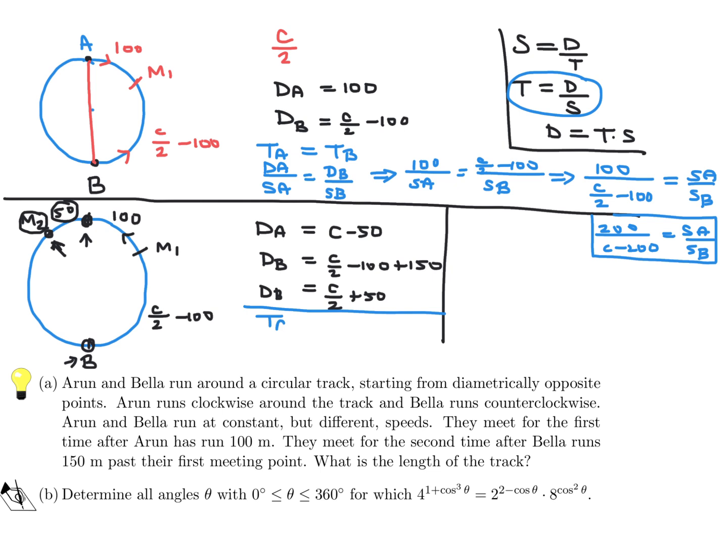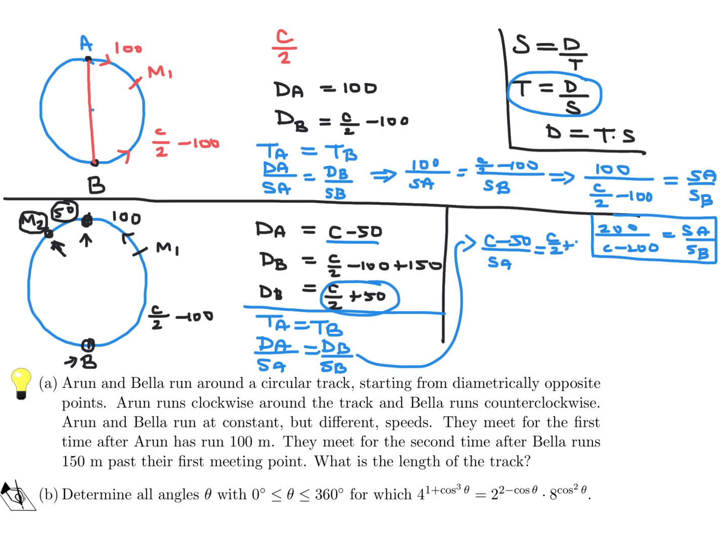The times are equal when they meet for the second time. So that's, again, dA over SA is dB over SB. And then bring it up over here. So dA this time is c minus 50, and the SA, I don't know. And then the dB this time is c over 2 plus 50, and the SB. So again, I'll get the SA over SB situation.